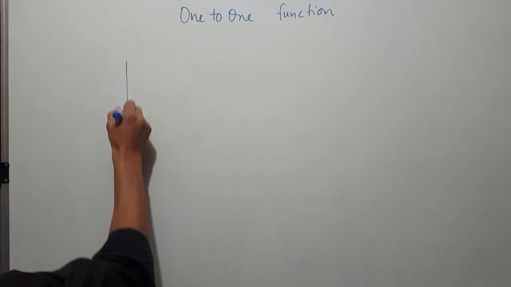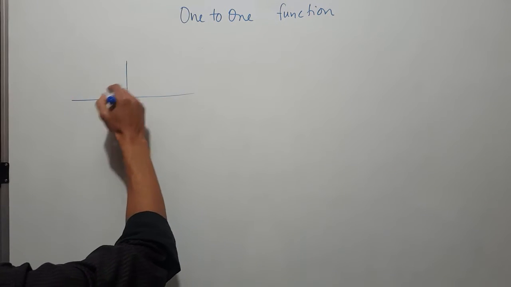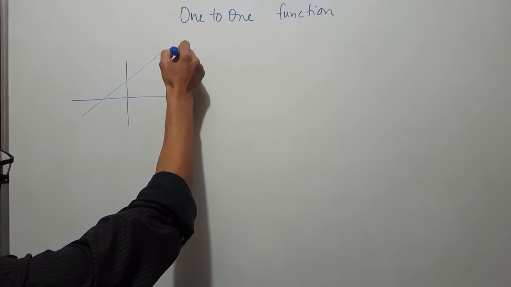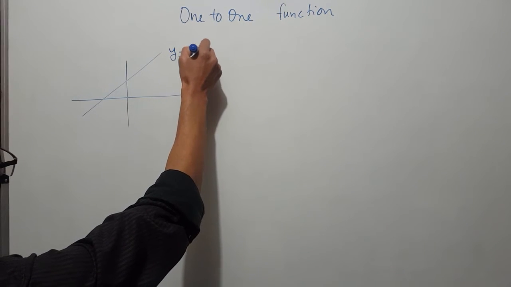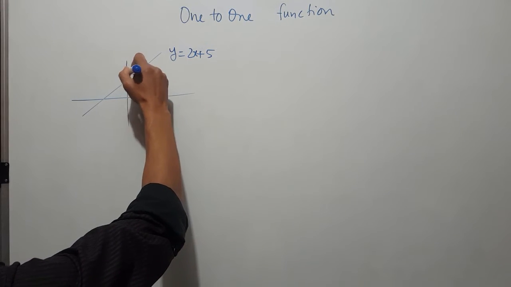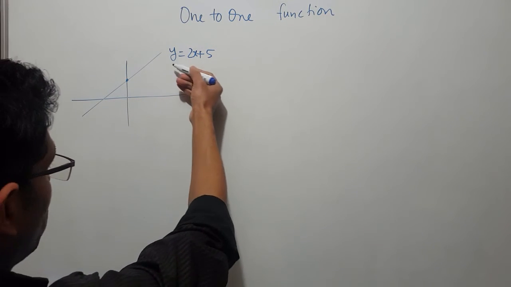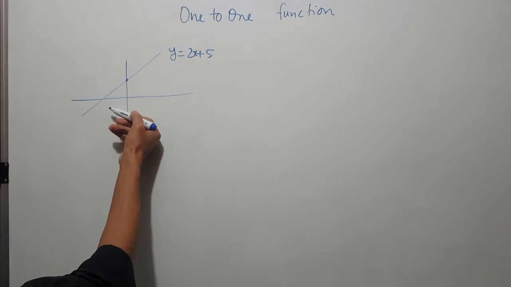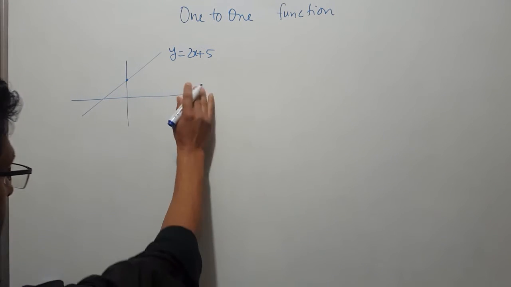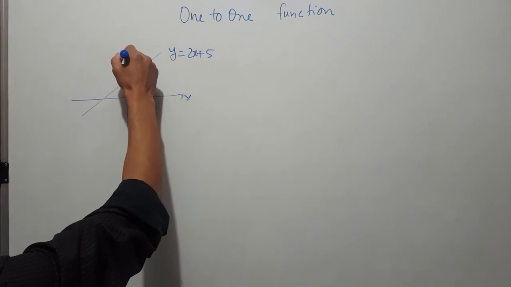If you draw a straight line, for example, roughly we can say this might be the function. I can roughly guess it is maybe 2x plus 5. When x equals 0, y equals 5, somewhere here. So let's say this is our y equals 2x plus 5 graph, and this is our x-axis and this is our y-axis.